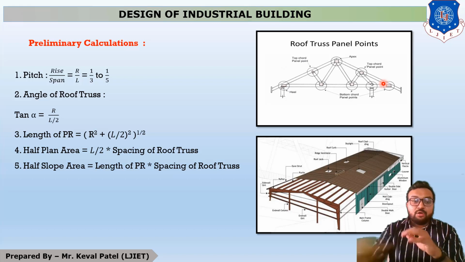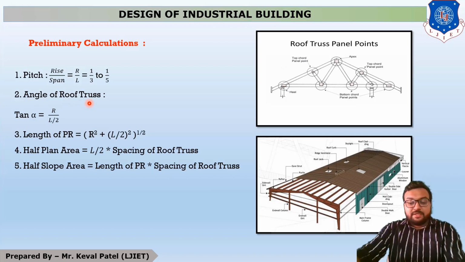Second is the angle of roof truss. It is already discussed that if alpha is the angle with respect to the horizontal, then tan alpha equals rise divided by span by 2. So you can see that it is rise by span by 2. Now the value of rise is given in the question, and the value of length is also given in the question.